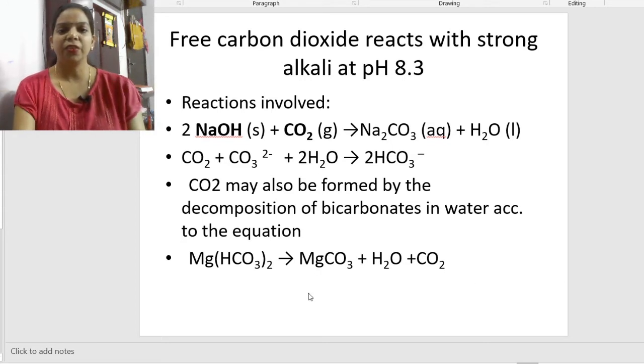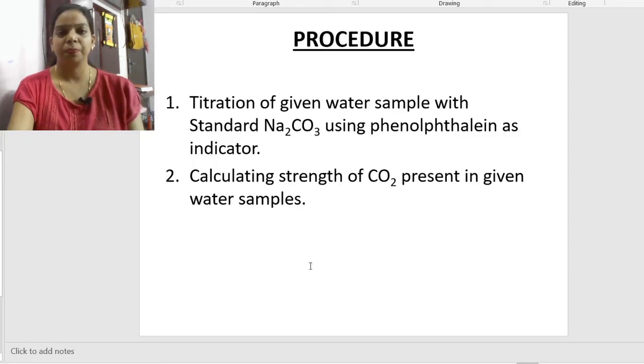So you can see the reaction here. If sodium carbonate or NaOH, any alkali, reacts with CO2, it will give you sodium carbonate and H2O, or the ionic reaction provided here is given by this equation. Or carbon dioxide can be present in other forms also, like in the bicarbonate of magnesium. So it can also give carbon dioxide and magnesium carbonate.